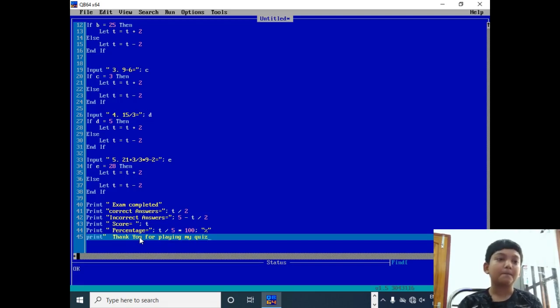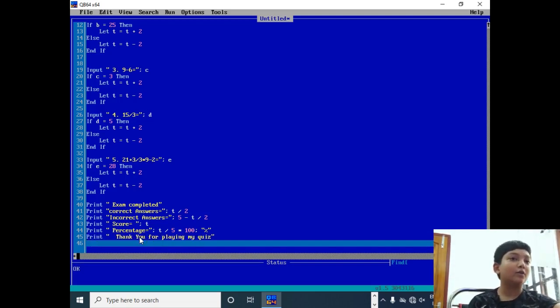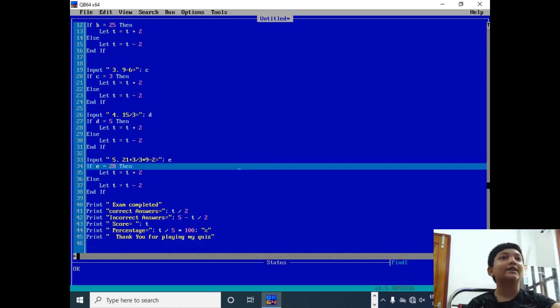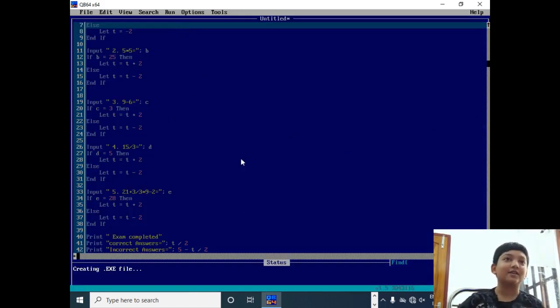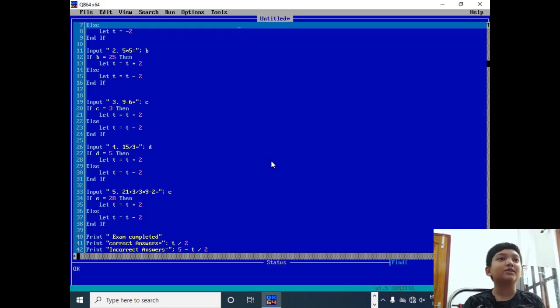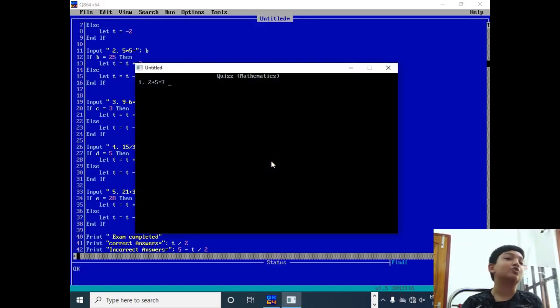Okay. Now I hope that it is done. Let us run it. It's a huge program. For how many lines? I didn't see. Let's see what happens. Number 1 question. 2 plus 5 is how much? 7. Then 5 multiplied by 5 is 25. I am giving each and every answer correct. Then 9 minus 6 is 3. Now 15 divided by 3 is 5.